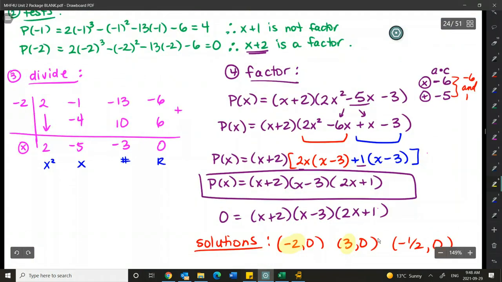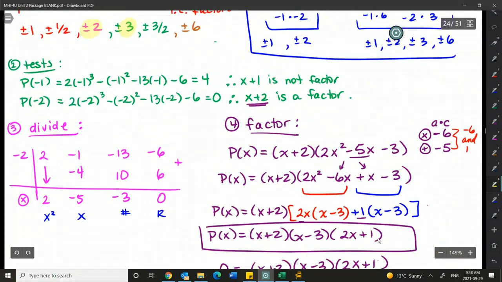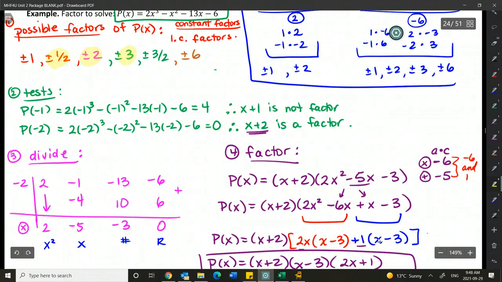And that's not a mistake. That's going to happen every single time with every single polynomial that you factor, because I listed all of the possible factors. And they will all be contained in that list. Okay?